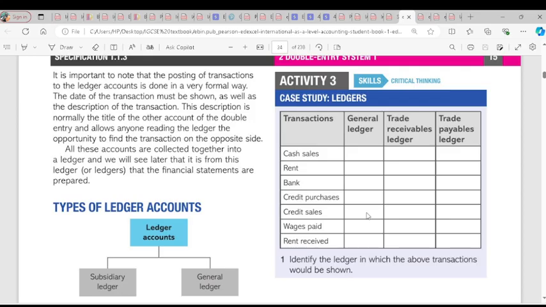Do we have wages paid? Wages paid. It is general ledger. Thank you. What does it represent? Think before you talk. You paid wages. Expense. Expenses. Good. Rent received. General ledger and revenue. Revenue, thank you. Then general ledger.